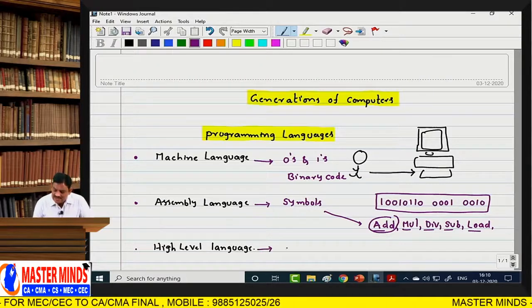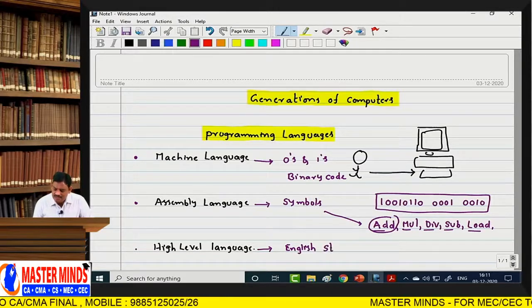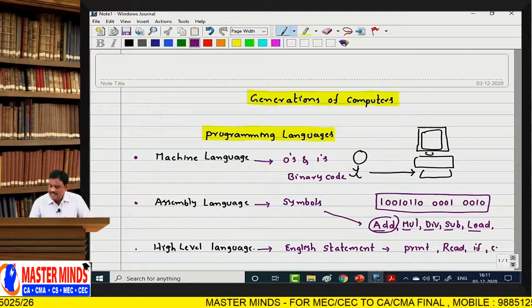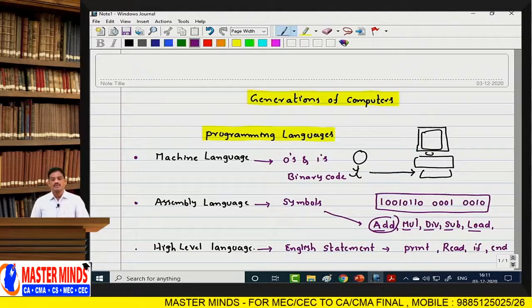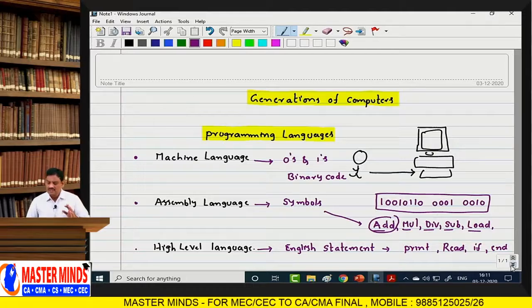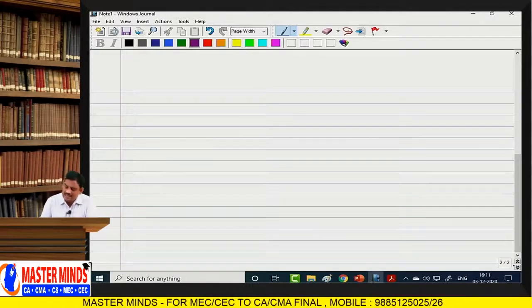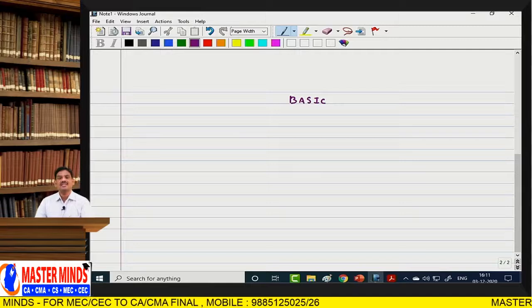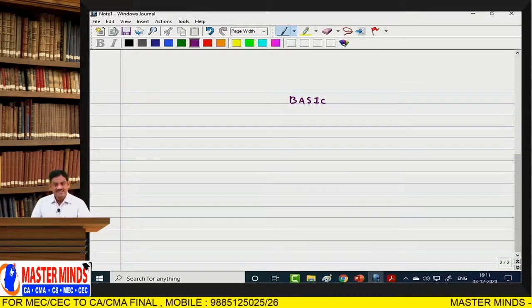High level language consists of general English statements such as print, read, if, and like that. I want to give you one example of a high level language. One example of a high level language is BASIC. BASIC stands for Beginners All-purpose Symbolic Instruction Code.